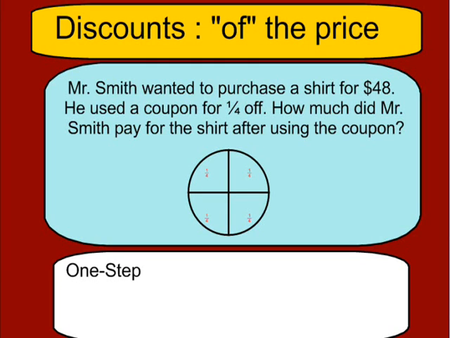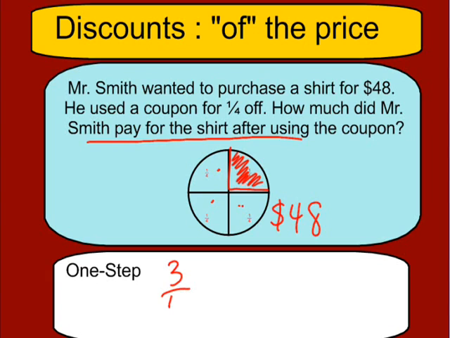If you don't have to pay 1/4, how many fourths do you have to pay? You have to pay 3/4 of that price. Remember, the shirt was $48. We don't have to pay 1/4. And the question is asking, well, how much would you have to pay after using the coupon? We have to pay 3/4 of the price. You have to pay 3/4 of the $48.